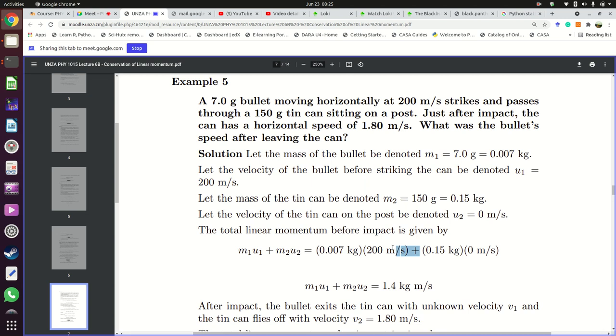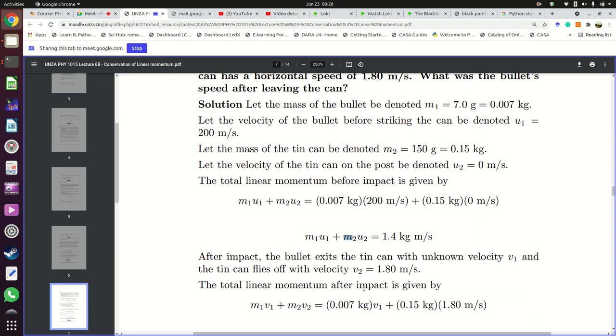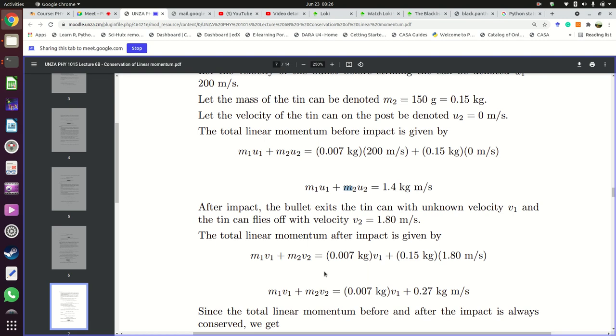So this is going to be 0.007 times 200, plus this bit here is 0.15 times 0. So this bit gives you 0. All our linear momentum is coming from this bit here, and that gives us 1.4 kgs meters per second. So this is the total amount of motion which is there before impact. So you have M1 U1 plus M2 U2, which equals 1.4 kgs meters per second.